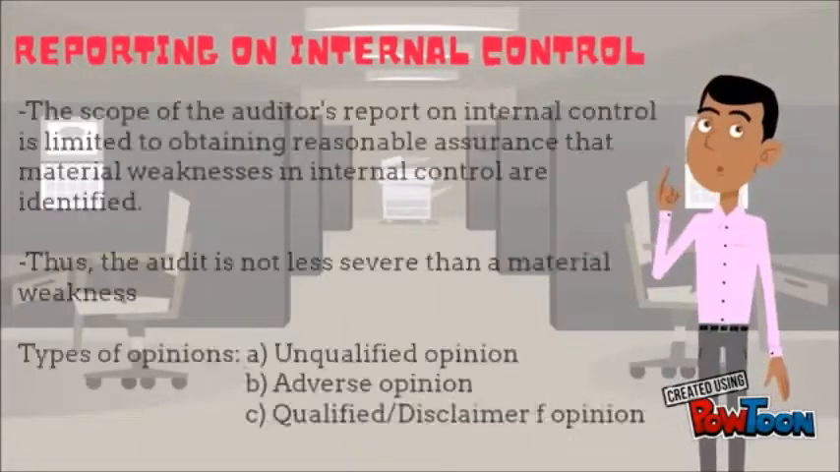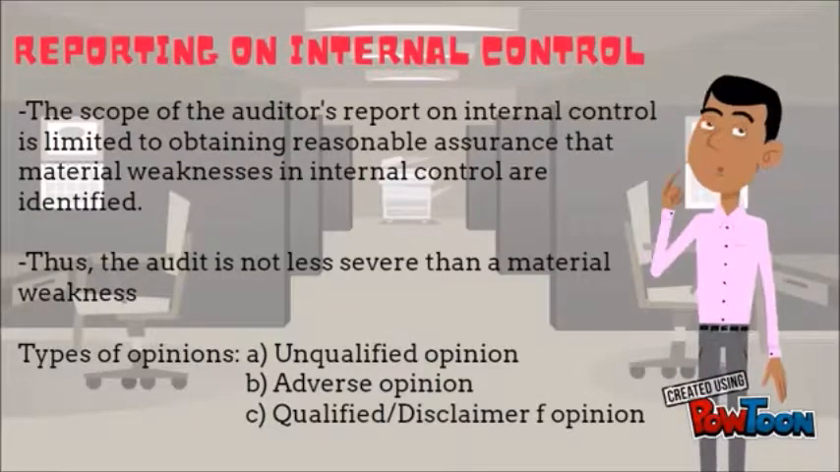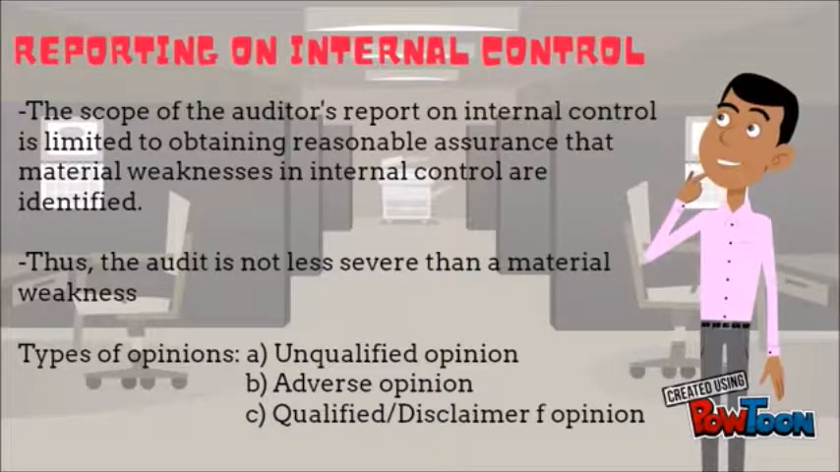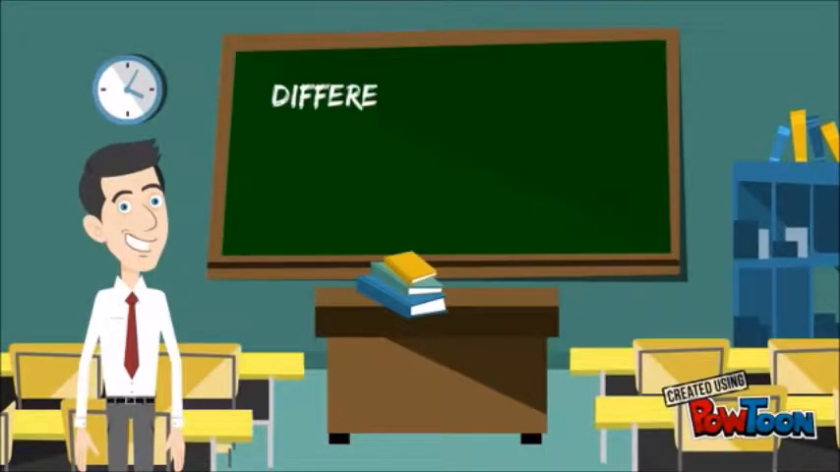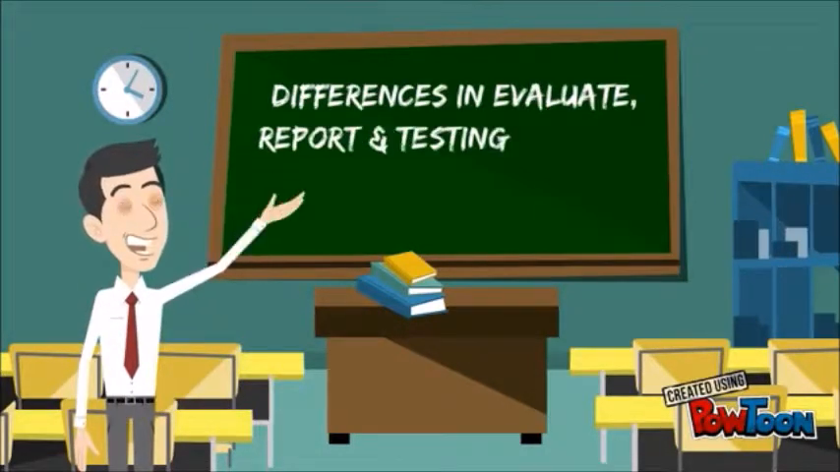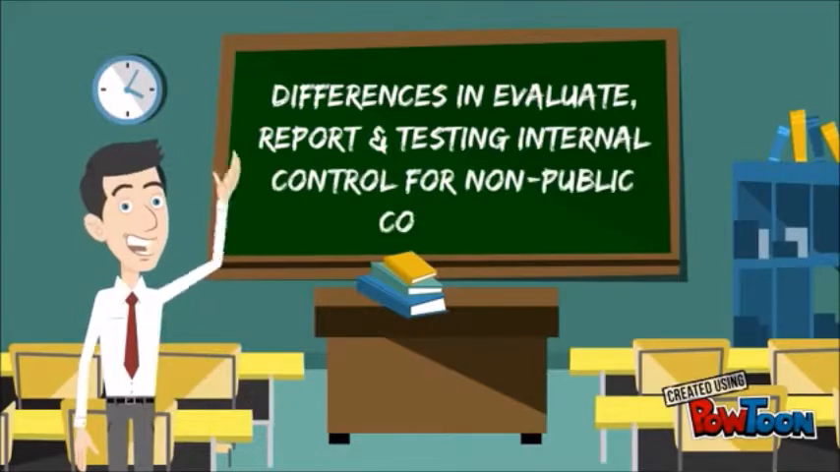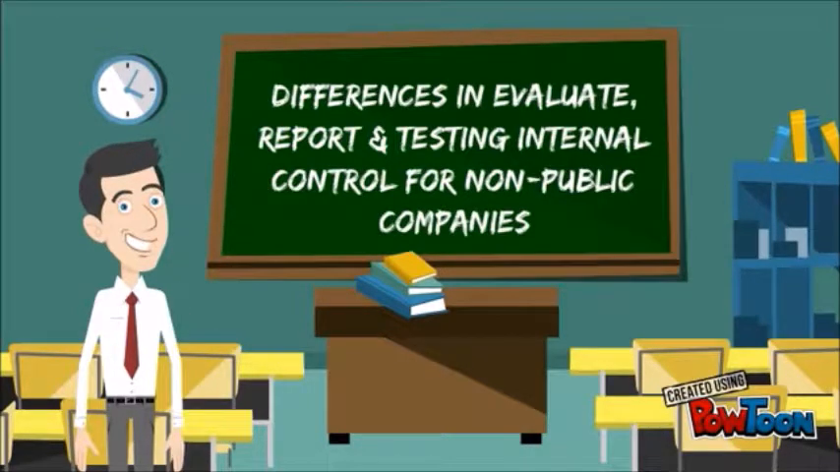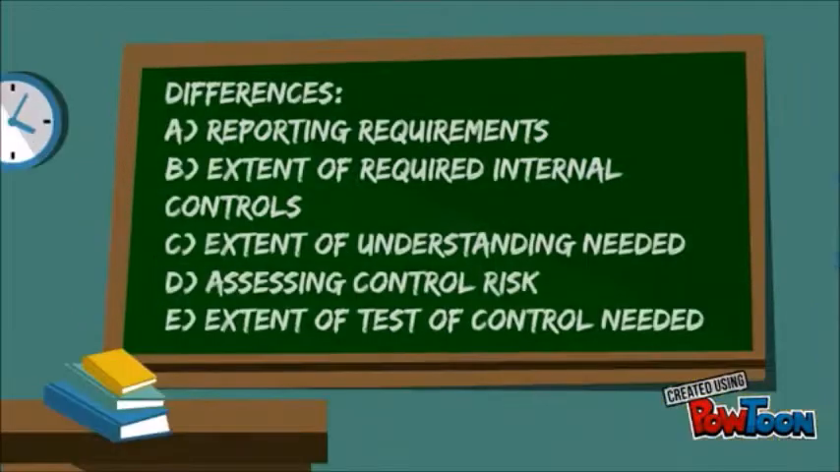Reporting on internal control is limited to obtaining reasonable assurance that material weaknesses are identified. There are 3 types of opinions: qualified, unqualified, and adverse. There are differences in evaluating, reporting, and testing internal control, which are reporting requirements, extent of required internal controls, extent of understanding needed, assessing control risk, and extent of test of control needed.